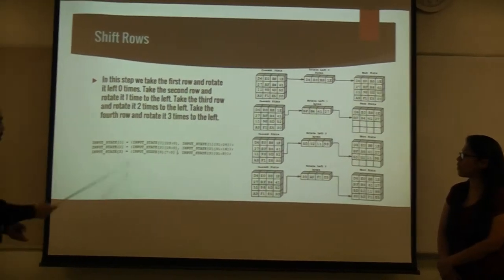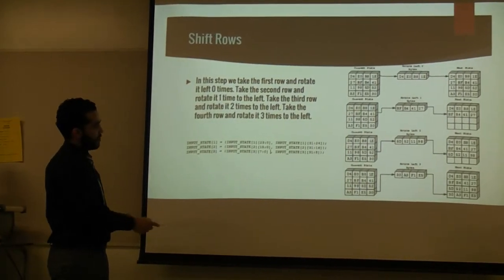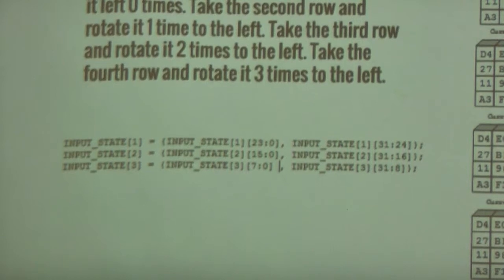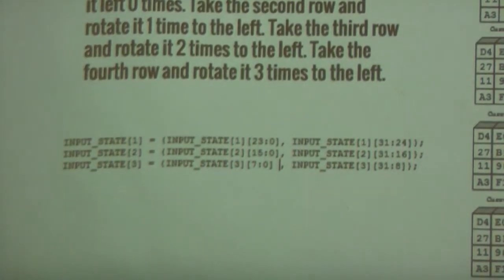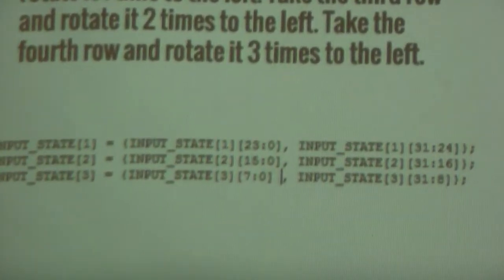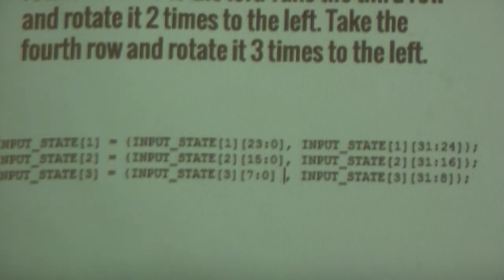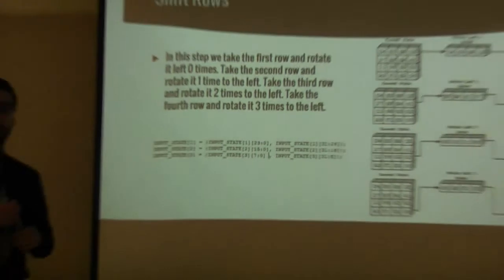Now in Verilog, we did it simply: we go through, and on the first row we don't do anything. On the second one, we grab the first byte and put it at the end of the row. On the third one, we grab the 2 most significant bytes and put them at the end. And on the last one, we grab the 3 most significant bytes and put them at the end.